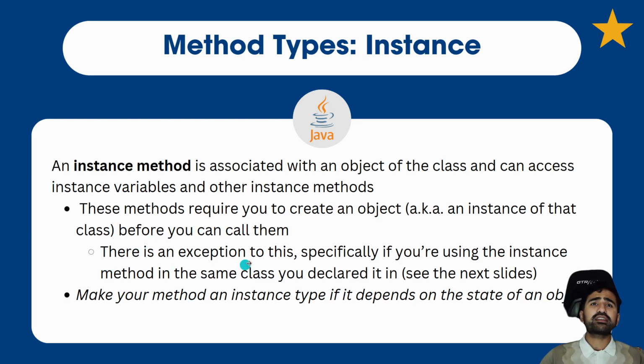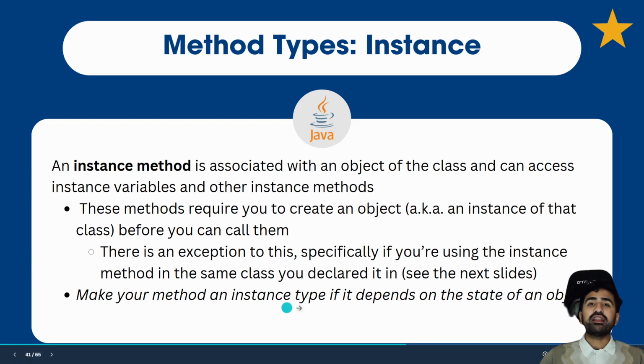There is an exception to this, specifically if you're using an instance method in the same class you declared it in. So there are some shortcuts here. We'll talk about that more, but just know it relies on an object. Instance methods rely on objects.